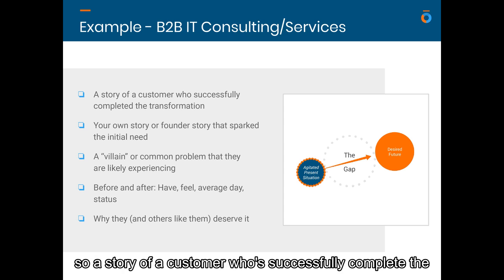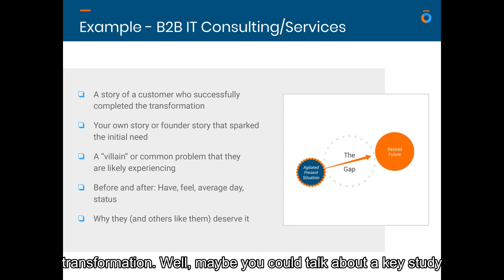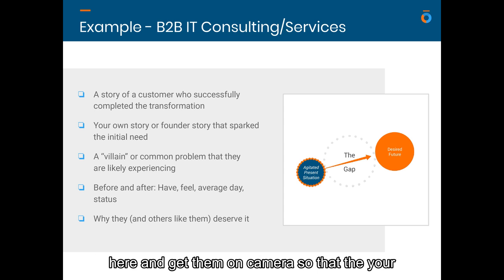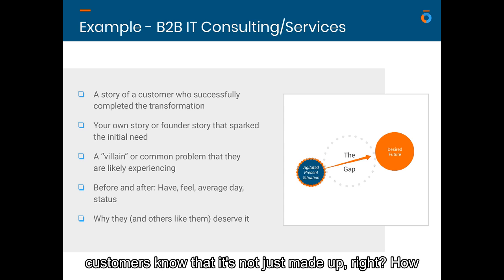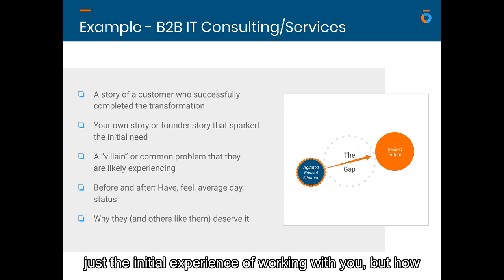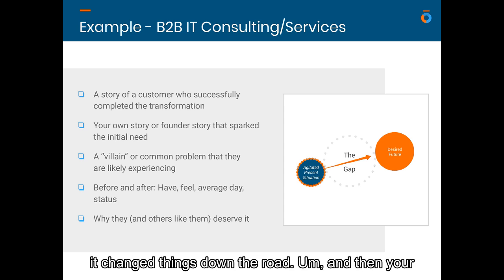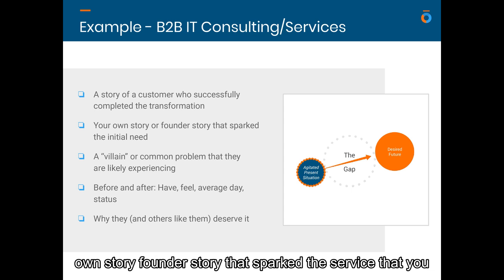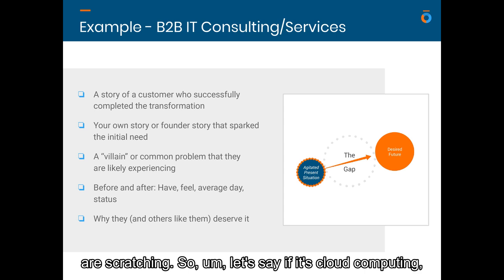So, a story of a customer who's successfully completed the transformation. Maybe you can talk about a case study here and get them on camera so that your customers know it's not just made up, right? How your solution changed their business, not just the initial experience of working with you, but how it changed things down the road. And then your own founder story that sparked the service that you are scratching.